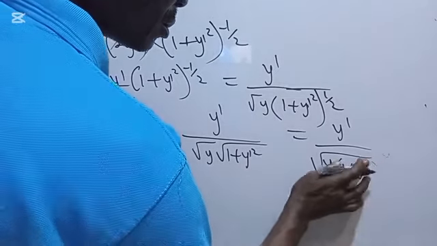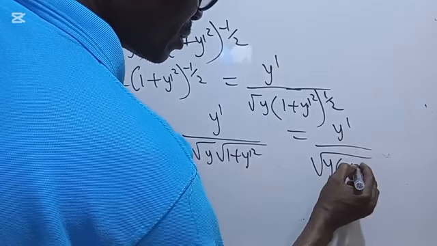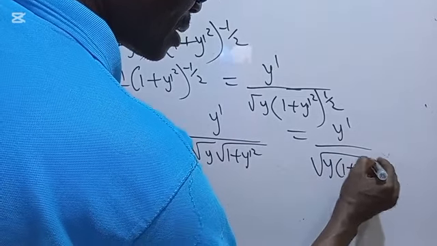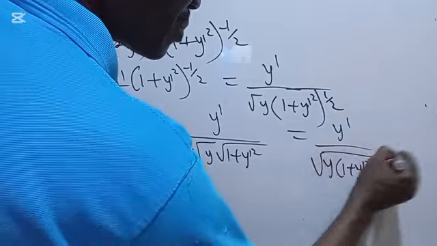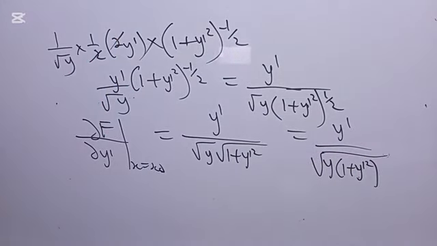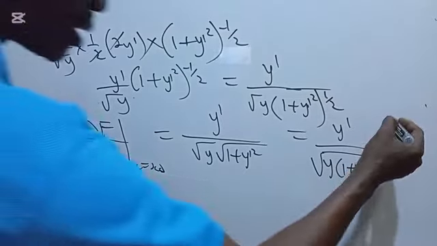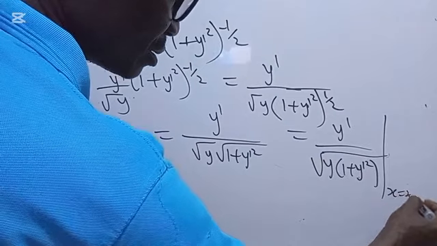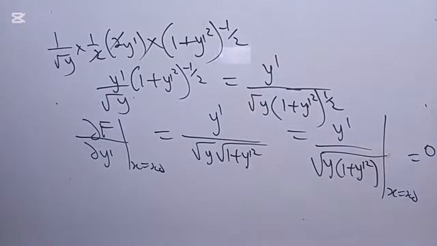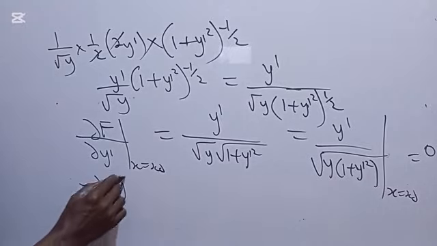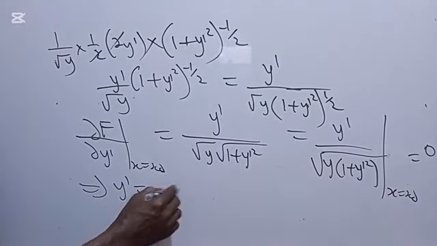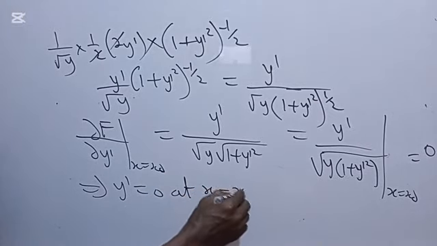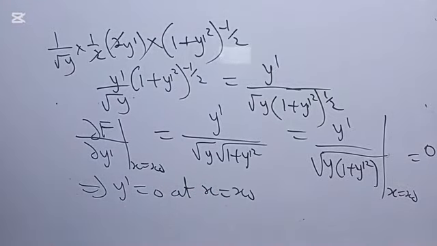Now, that square will be on y prime. Okay? That square will be on y prime. So that is what we are going to get there. So when we restrict it to x equals x naught, the constant will be 0. When we restrict to x equals x naught, the constant will be equal to 0. So that implies y prime is equal to 0 at x equals x naught. From that, y prime equals 0.